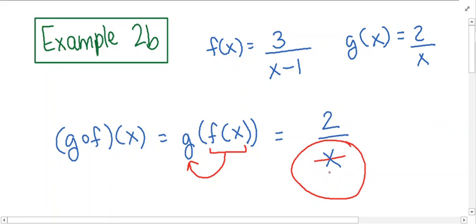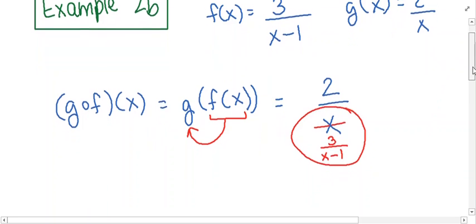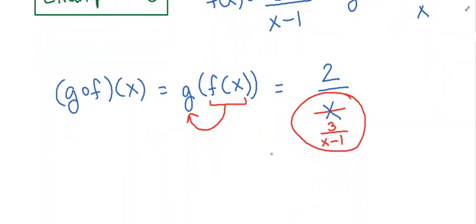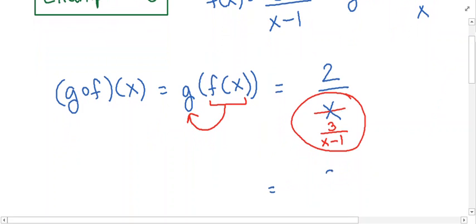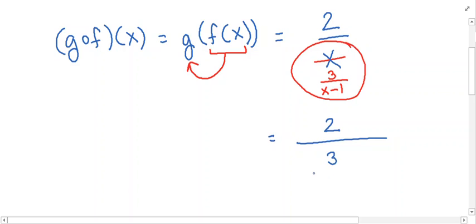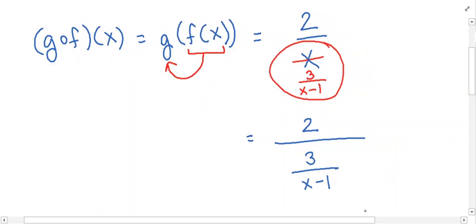f of x is 3 over x minus 1. So here we go. This is going to be 2 over 3 over x minus 1. We've just set this thing up, so it is time to check for our first bad spot. This is the initial setup.